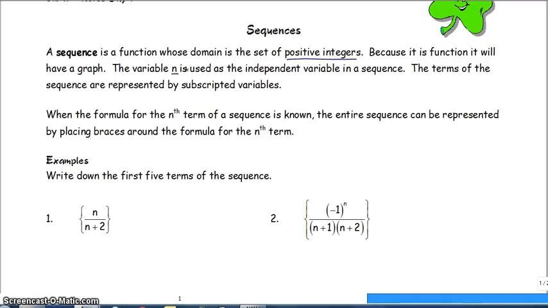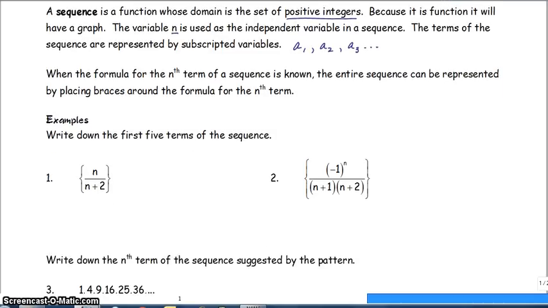And then the terms of the sequence we represent by subscripted variables. And generally we use a, so we would see a sub 1, a sub 2, a sub 3, and so on. Now, when the formula for the nth term is known, then we represent the entire sequence by placing braces around the formula. And we see that kind of notation in the first two examples. So we're going to look at finding the first 5 terms of the sequence in the problems that we have. So remember that n starts with 1.